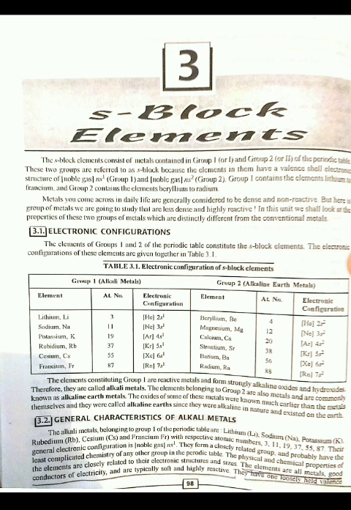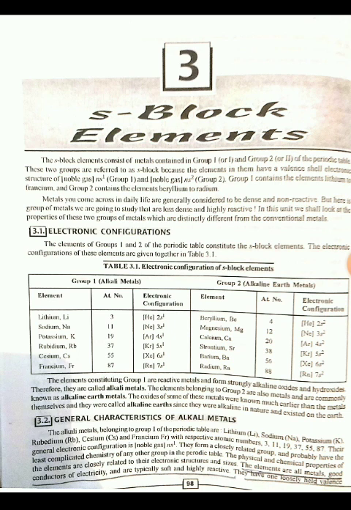Heading 3.2: General characteristics of alkali metals. The alkali metals belonging to Group 1 of the periodic table are lithium, sodium, potassium, rubidium, cesium, and francium, with respective atomic numbers 3, 11, 19, 37, 55, 87. Their general electronic configuration is noble gas ns1.